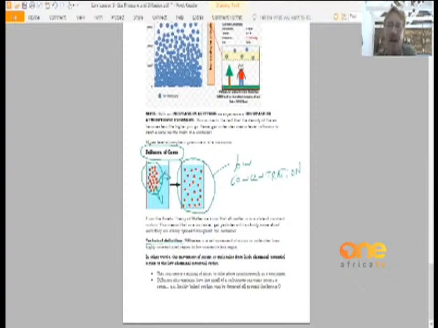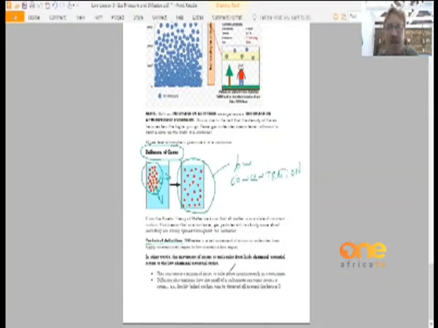And this can cause a mixing of gases to take place spontaneously in a container. If you had more than one gas here, each gas will move around at random and diffuse until it occupies the entire volume of the container. That would result in a mixing and a spreading of the individual gases.